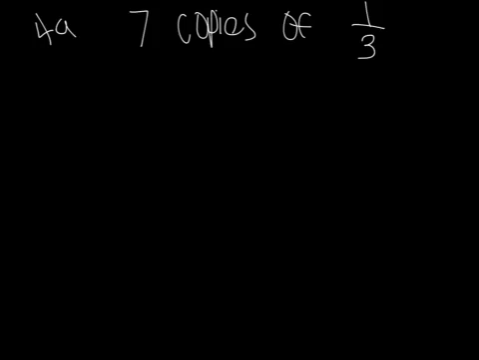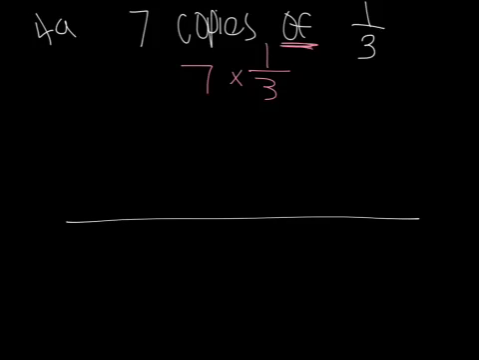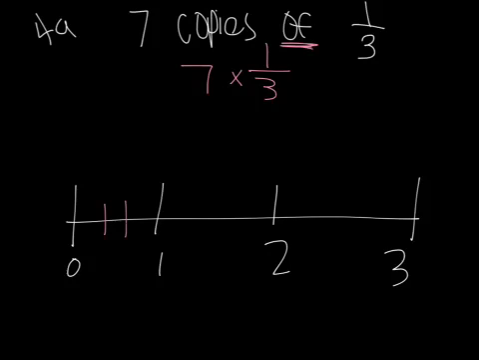For number 4a, you will see that the problem states 7 copies of 1/3. Whenever you see the word of, that is always going to be a key word that tells you you need to multiply. So for this problem, before we begin, we're going to rewrite this as 7 times 1/3. And now we can draw our number line. So we will start at 0, 1, 2, 3. So because we're working with thirds, we need to divide each section into thirds.